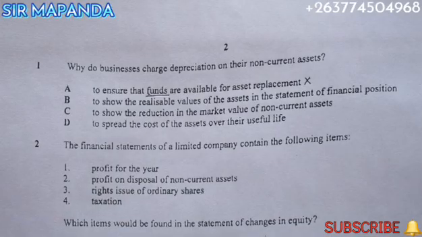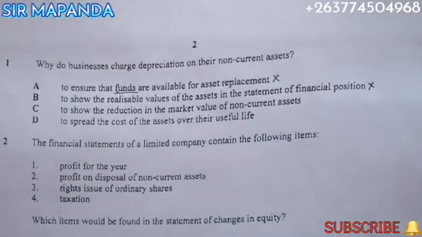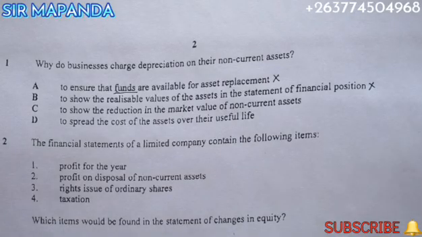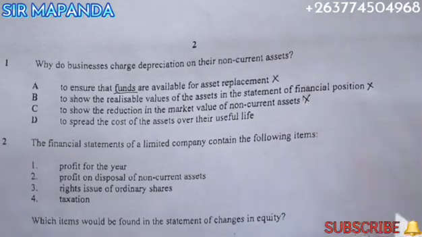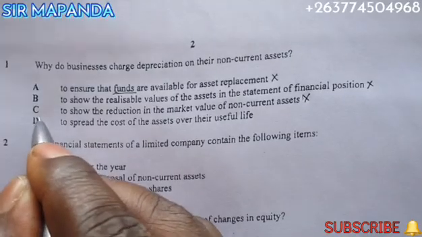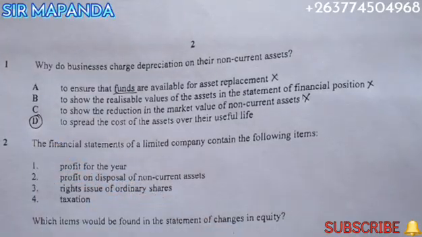Right. Then we move on to part B. To show the realizable values of the assets in the statement of financial position. This is wrong. Why? Because this is against the going concern concept. Going concern concept says that if the business continues to, it must reflect its assets at cost, less accumulated depreciation. So it means C is also wrong. I hope you are following. So the correct answer is, we charge depreciation in order to spread the cost of the asset over their useful lives. We move on to question number 2.